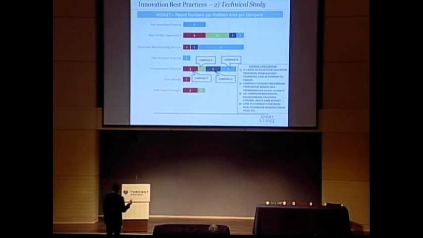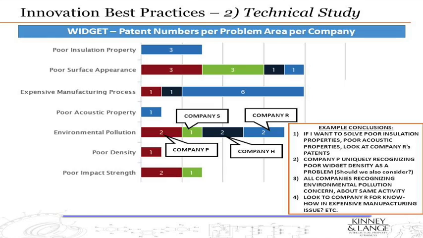So here's an example that could be used in a technical study, another basic example. Let's say we're trying to solve these kinds of problems for the widget. What if our widget has poor insulation properties? Well, this company R has already filed 3 patents recognizing that problem with a solution. In the software I use, I can just click on this bar and it shows me what those patents are, and I can just look at them, for example.